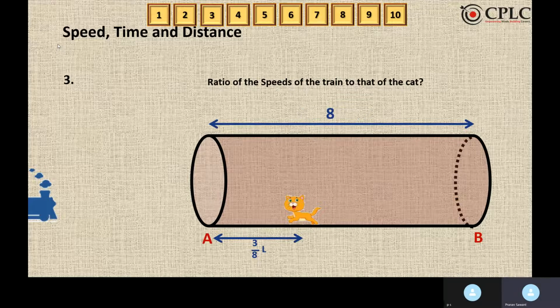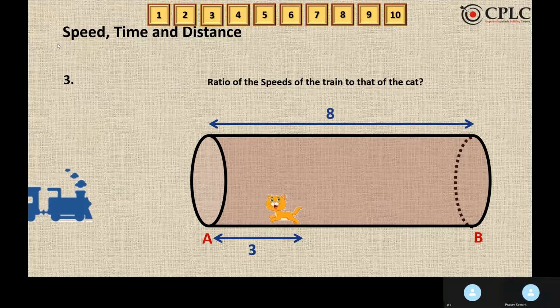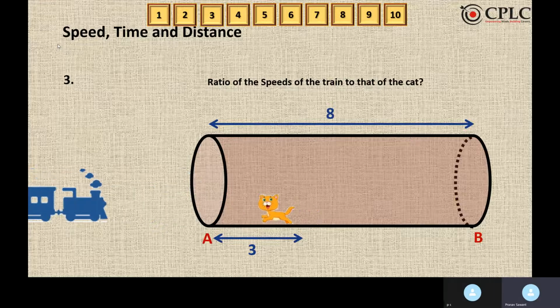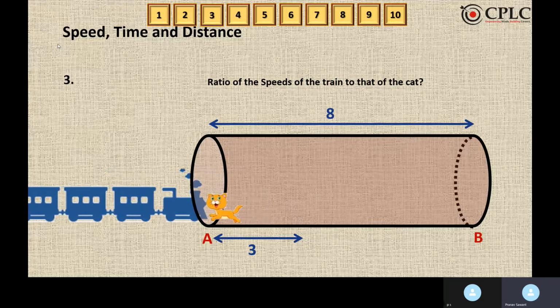So let us assume the length of the tunnel as 8. As it's 3/8 of 8, it becomes very easy. So assume such a value that will give you less calculations. So if I assume the length of the tunnel as 8, the distance of the cat from A would be 3. This means the cat requires 3 to reach A. Similarly, the train will also require 3 to reach A because the train and the cat meet at the entrance. If the cat requires 3 meters to reach A, the train will also require 3 meters to reach A.